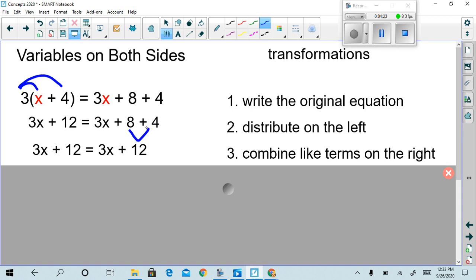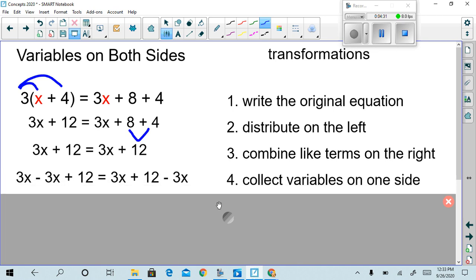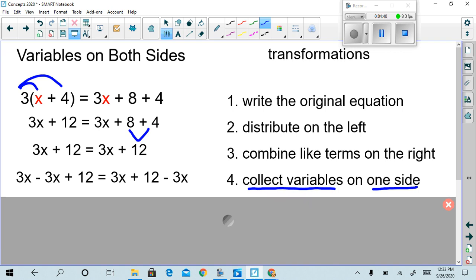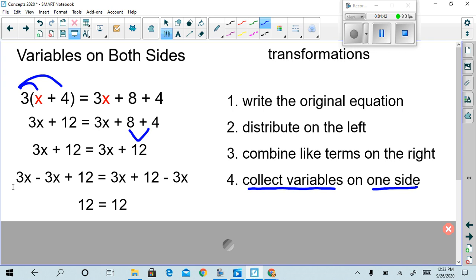Now if you look at this, you might notice that the left side and the right side are equal, but I'm just going to keep going till the end. I now have that important step of collecting my variables on one side. Using an inverse operation, I will subtract 3x on both sides. What's going to happen here? The 3x minus 3x is 0 and cancels out, and the 3x minus 3x cancels out, and I am left with an identity. 12 is equal to 12.